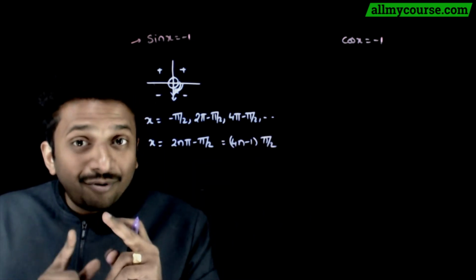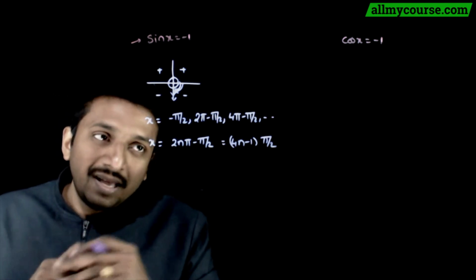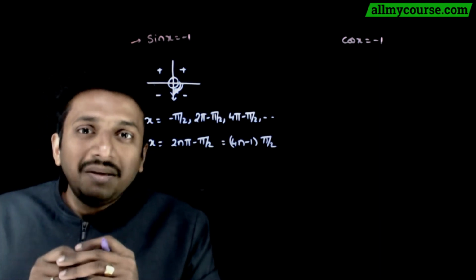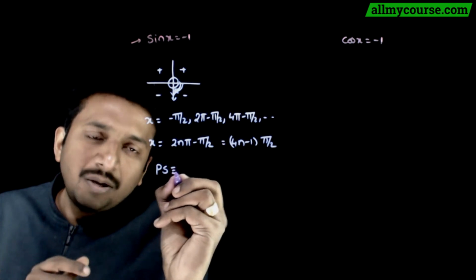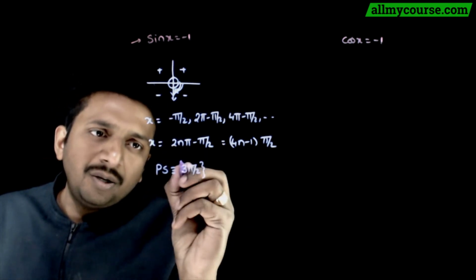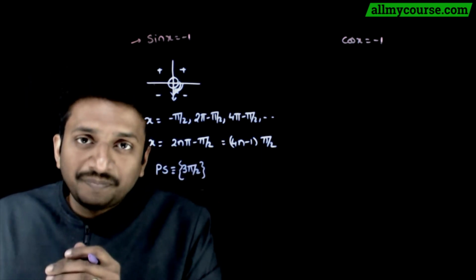That means if you have 4n plus 1 times pi by 2, the value of sin x will be equal to plus 1. If you have 4n minus 1 times pi by 2, the value of sin x will be minus 1. And what is the principal solution? Principal solution is just one angle, 3 pi by 2. This is the principal solution of sin x is equal to minus 1.